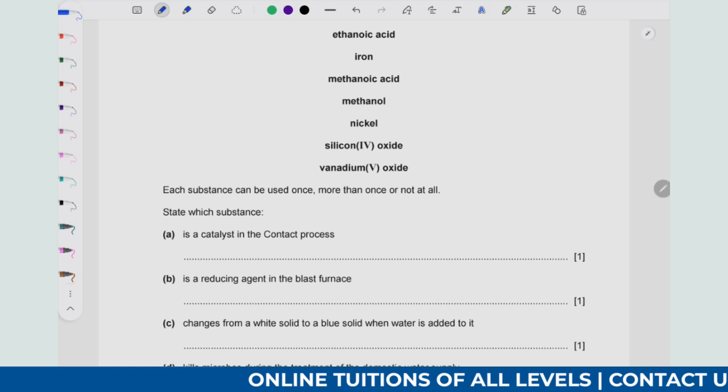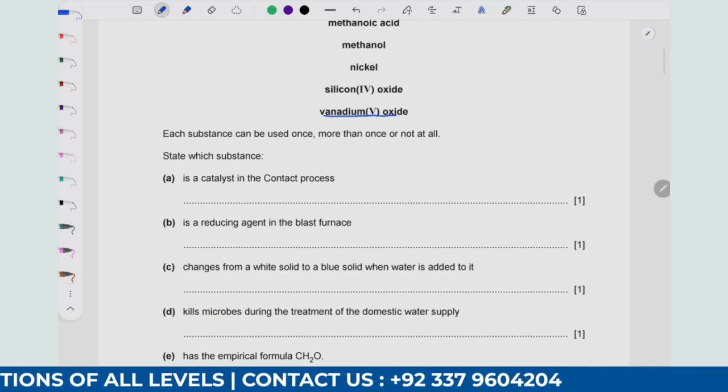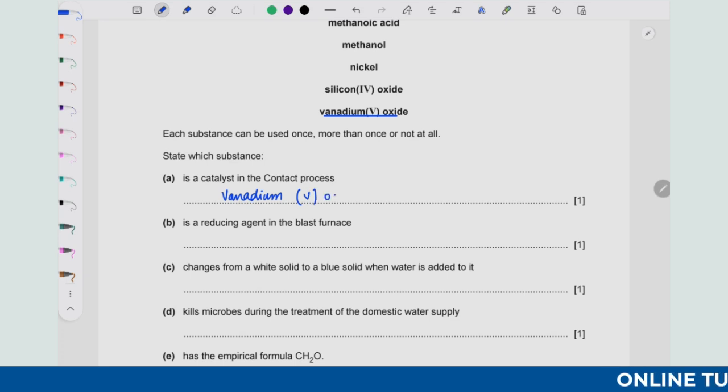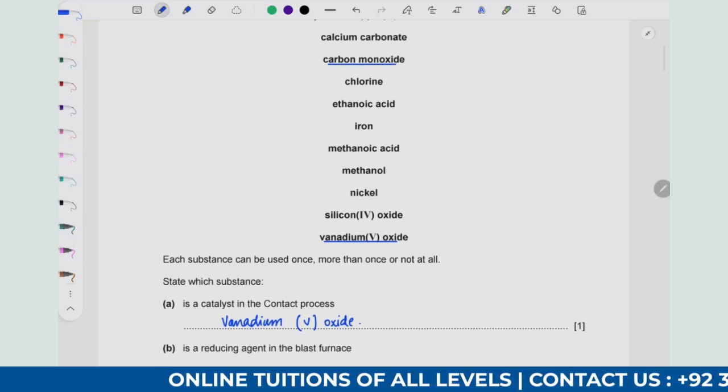State which substance is a catalyst in the contact process. So we know it is vanadium 5 oxide. Is a reducing agent in the blast furnace. We know it is carbon monoxide.